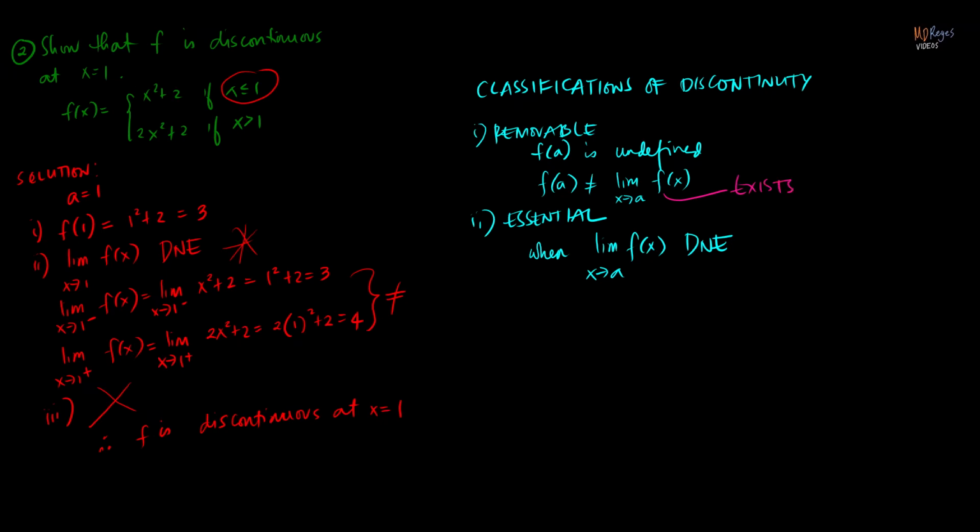So in the second example, f is discontinuous at x equals 1 because the limit of f of x as x approaches 1 does not exist. So we say that the discontinuity is essential. Why? Because the limit of f of x as x approaches 1 does not exist. So we cannot redefine this function anymore to make it continuous because the discontinuity is essential. Or when we say essential, the discontinuity is also said to be non-removable.